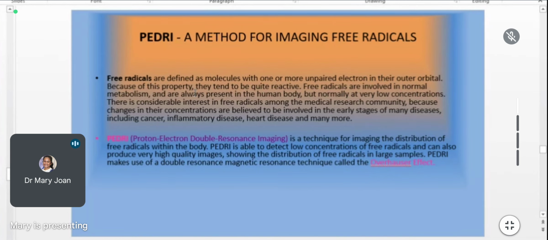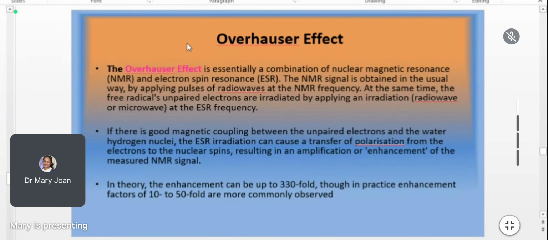When we have only the proton resonance, we have a lot of information which is enabling us to get many of the details of the anatomy or physiology. So when we have the electron resonance, in addition to the proton resonance, we have more information and we can enumerate more information about the inside of the body from that. So the principle behind this double resonance technique is the Overhauser effect.